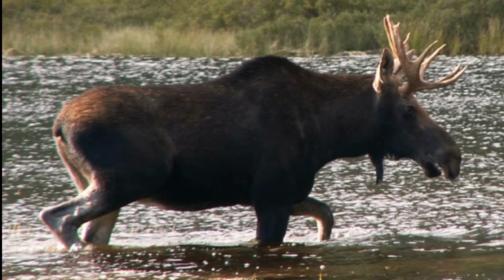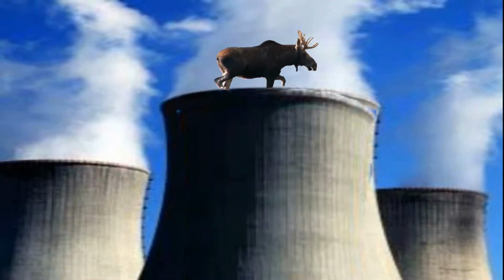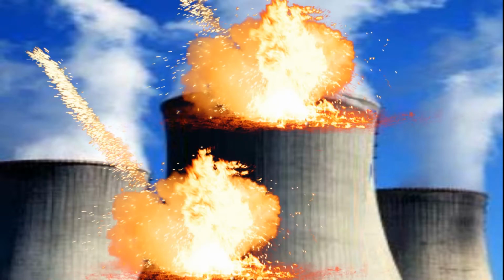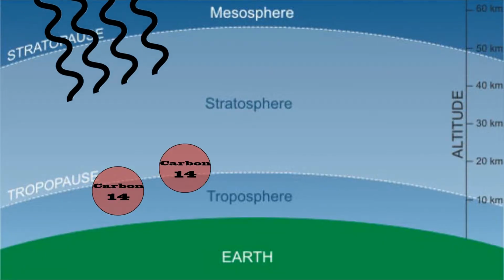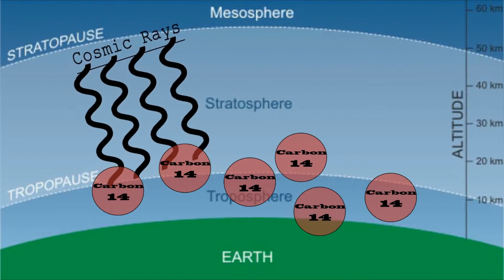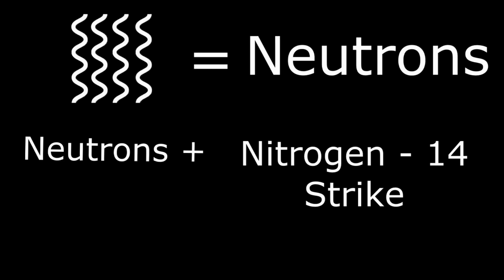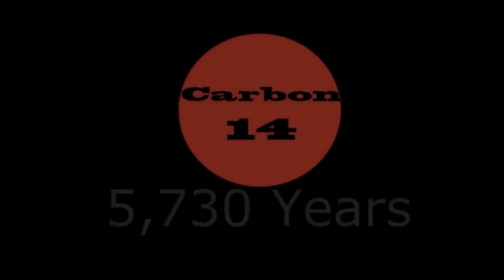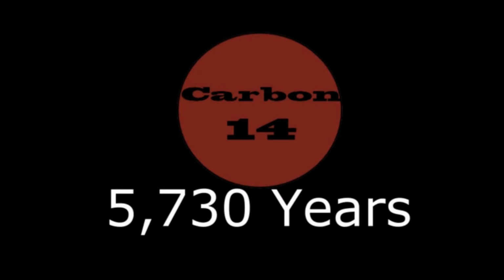Carbon-14 is a naturally occurring isotope that can also be produced in a nuclear reactor. 14C is constantly being produced in the lower stratosphere and the upper troposphere by cosmic rays, which generate neutrons that create 14C when they strike nitrogen-14. Carbon-14 has a half-life of 5,730 years.